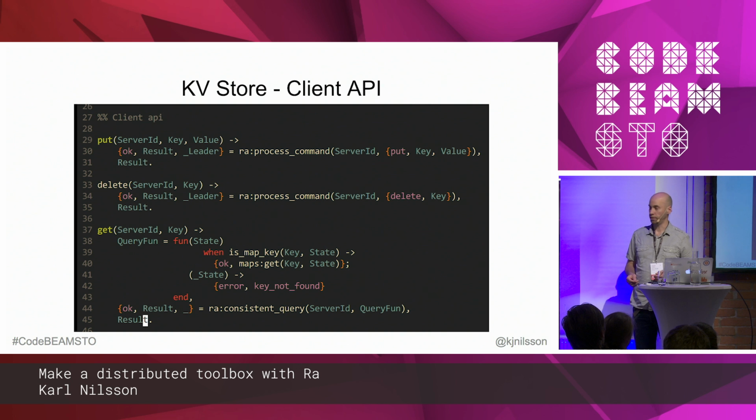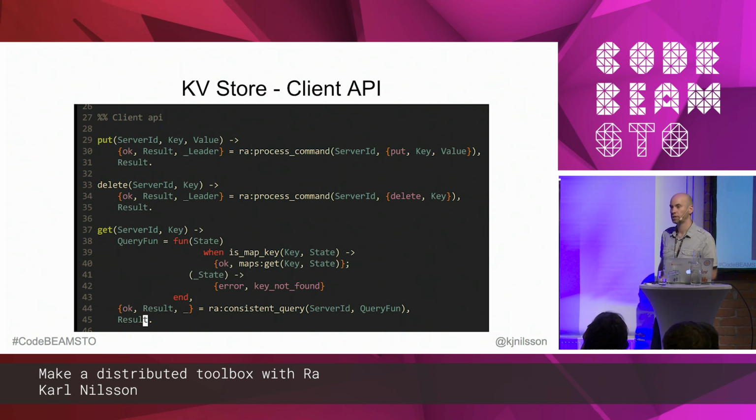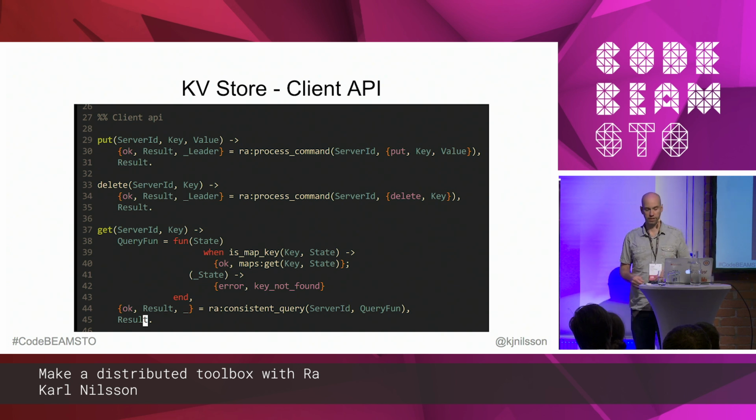Although we might need just a little bit of glue around the client interaction. In this instance, we use process command. We address one of the servers with a put command, and it returns a tuple of three elements. Okay, because in this instance we hope it's successful.